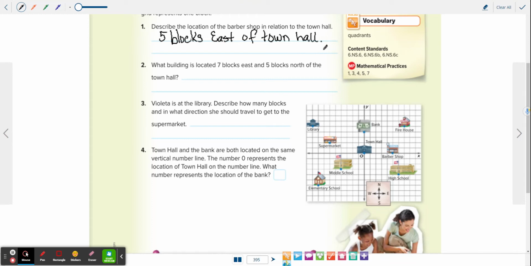Okay. Now, number 2, what building is located 7 blocks east and 5 blocks north of the town hall? So we knew this was 5. So if we count 2 more, 6, 7, this is 7 blocks east and 5 blocks north. 1, 2, 3, 4, 5. That's the firehouse.